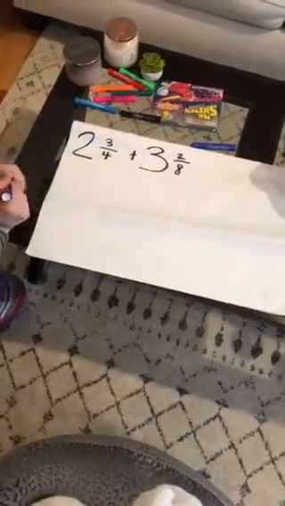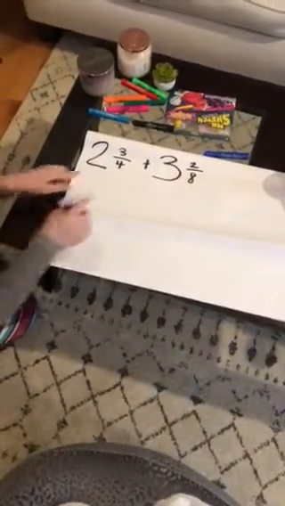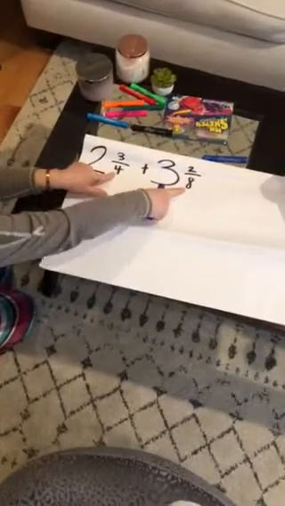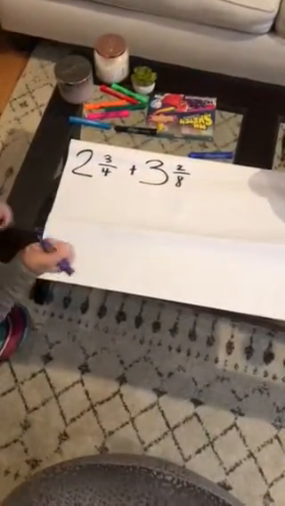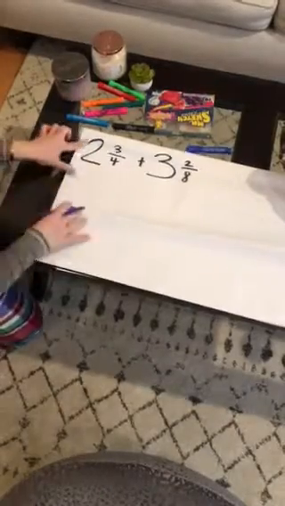Hi Dolphins. So today I'm going to show you how to add fractions with unlike denominators, or different denominators, but this time we have something we call a mixed fraction, where we have a whole number in front of the fractions. So we're going to do the same thing by drawing pictures to represent our fractions.